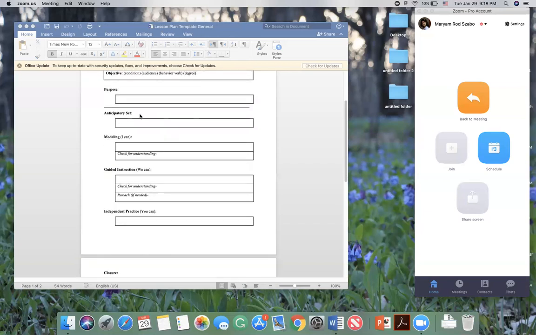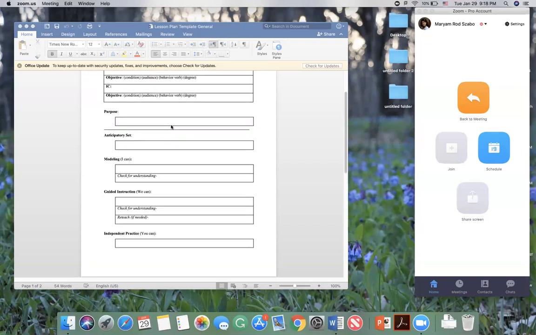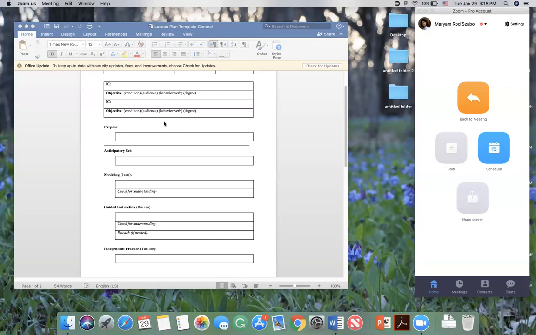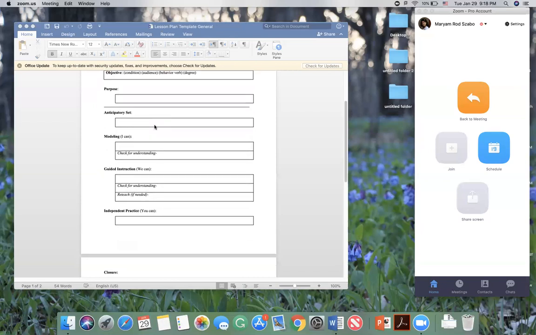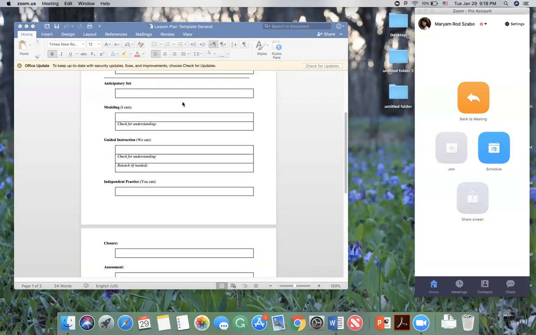The anticipatory set is pretty much how you start the class. So from here on is what is happening in your classroom. These are all what you're planning on, and you want to make sure that everything else that you plan is going to be relevant to your standard and objective, kind of supporting those. But here is the actual work that you're doing in the class.